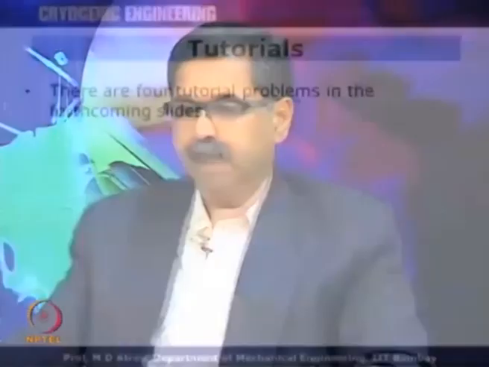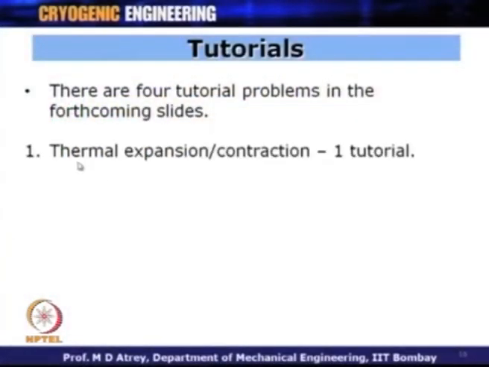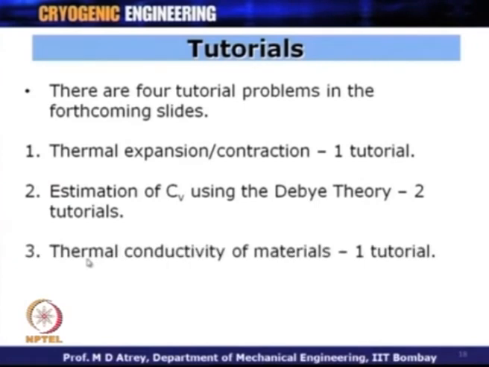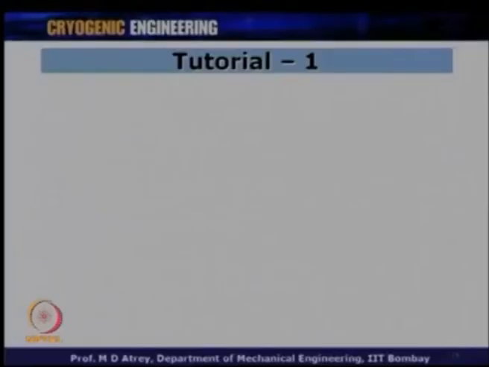We have seen various properties till now, and each property has some way to calculate the property variations at low temperature. In these tutorials, I want to solve some problems so that we can calculate these properties at low temperature. I am going to have 4 tutorial problems. One is on thermal expansion and contraction, so one tutorial on that. Then we have the estimation of specific heat capacity using Debye theory; we have 2 tutorials on that. And finally, we have thermal conductivity of materials at low temperature. We can calculate the value of K or the loss due to K at low temperature, and we have 1 tutorial on that. Okay, so tutorial number 1.